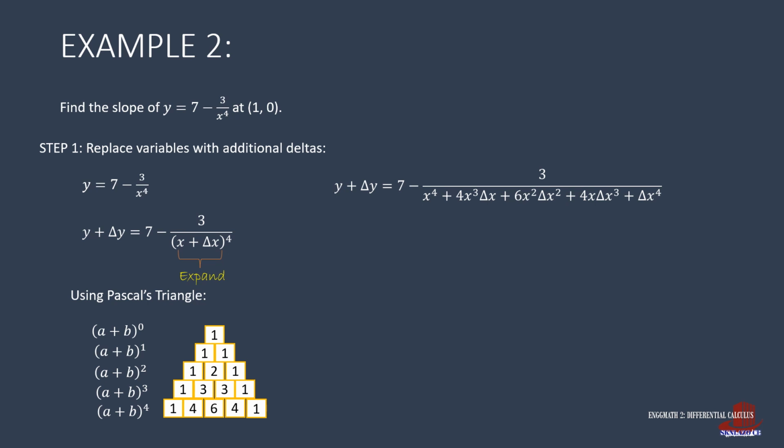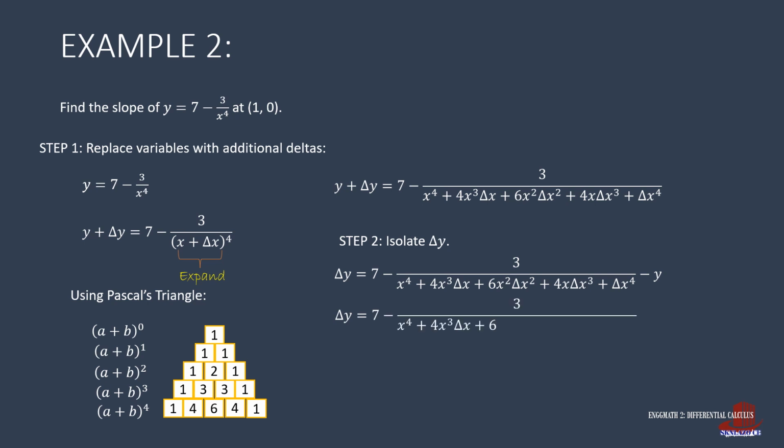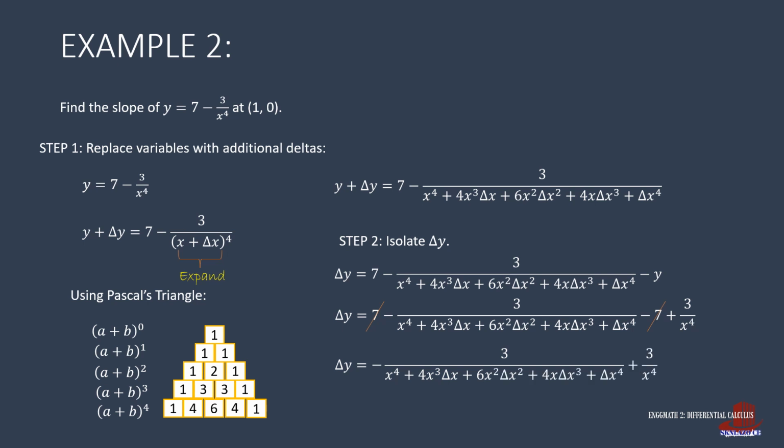So now, we start with the second step, which is to isolate delta y. And that is done by simply transposing y to the other side of the equation. And since y is equal to 7 minus 3 all upon x to the fourth power, we can eliminate 7, leaving the equation as two terms, one with the long denominator and the other being 3 all over x to the fourth power.